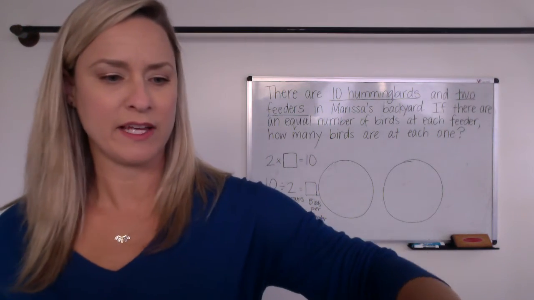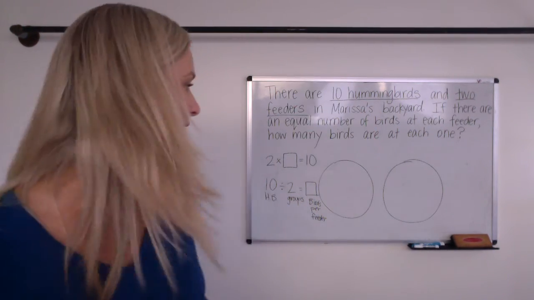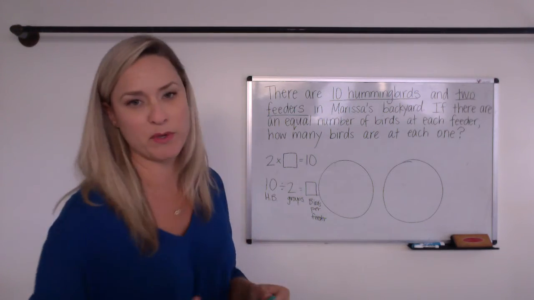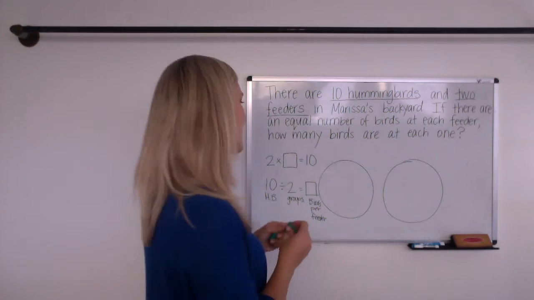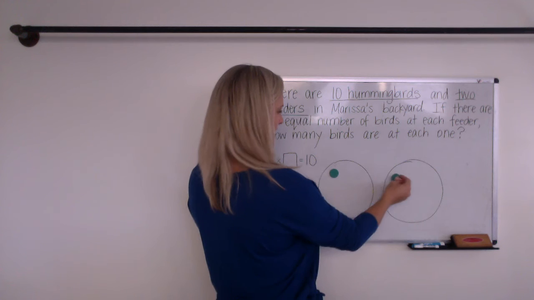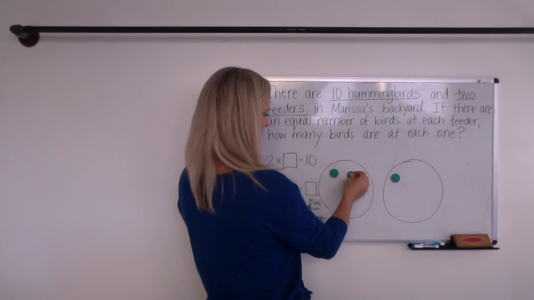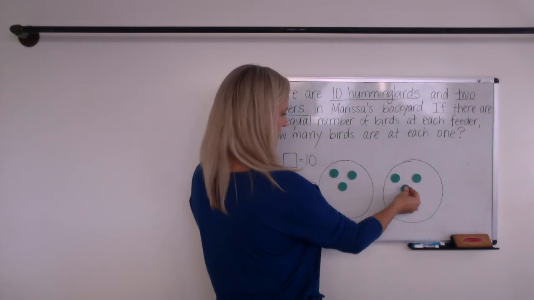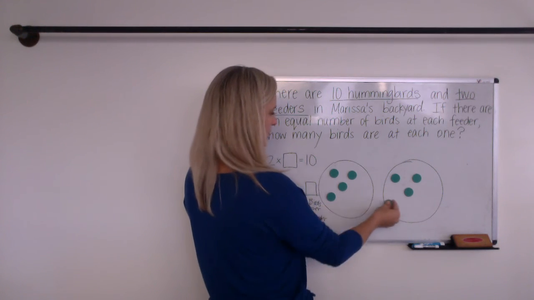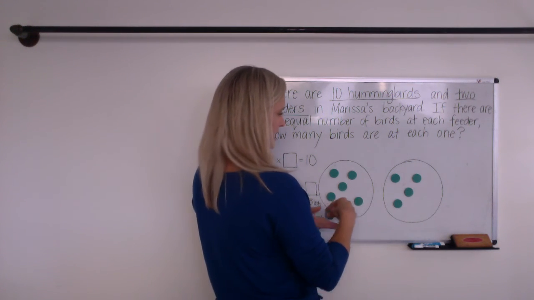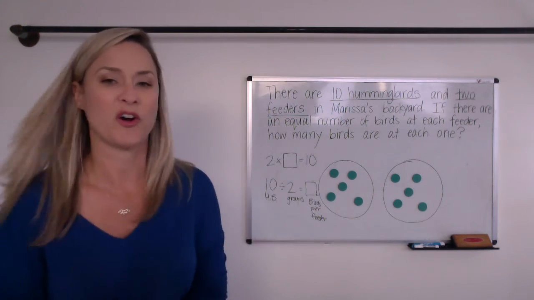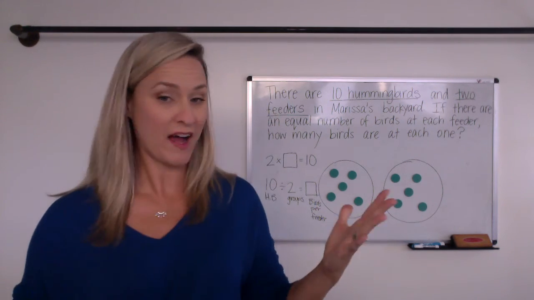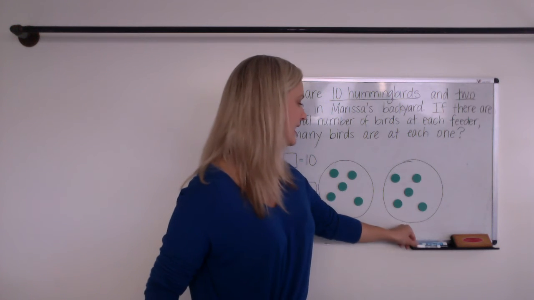So I have 10 hummingbirds here, and we know that it's going to be an equal amount at each feeder. So 1 here, 1 here, 1 here, 1 here, 1 here, 1 here. And I'll just keep going and passing them out until I'm done, right? So the answer is 5. There would be 5 hummingbirds at each feeder.